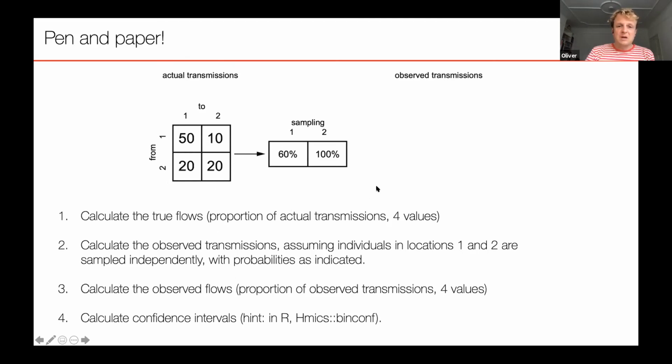And then applying the sampling, and assuming that individuals in locations 1 and 2 are sampled independently with these probabilities, 60% and 100%, can you fill in the similar 2x2 matrix on the observed transmissions? And then can you again calculate the flows, so the proportions? What we will do is hop into a few groups and see how you get along and if you've got any questions. We'll probably do this for 6 or 7 minutes and then see where we are.